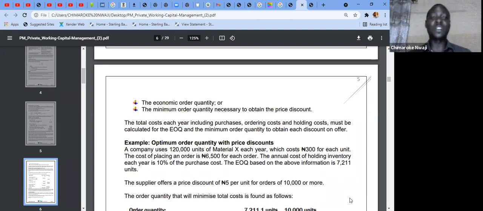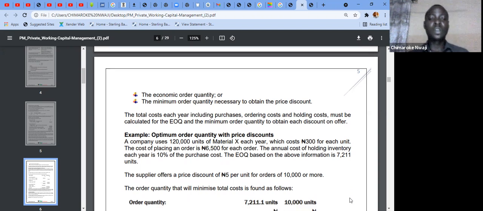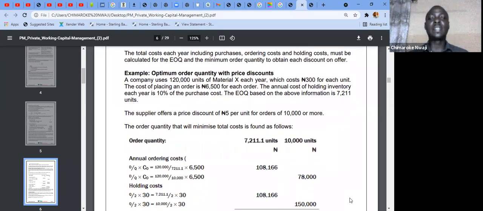Well, I use this kind of options a lot. That's why I bring the example of data, because I use that on data to see which quantity of data I would use in my online classes like this. All right, let's look at the example here. Optimum order quantity with price discount.